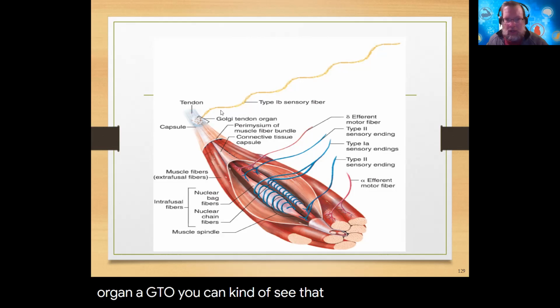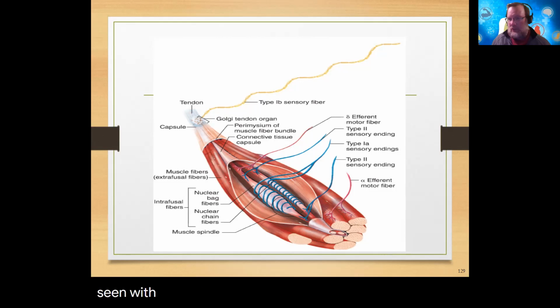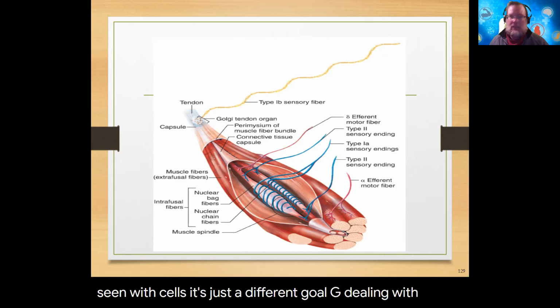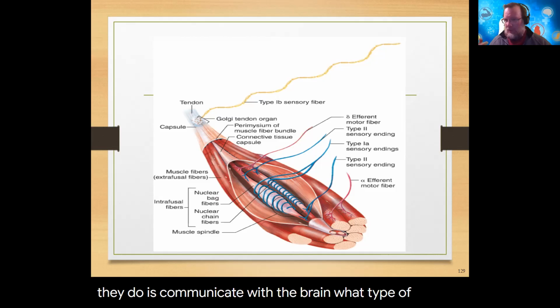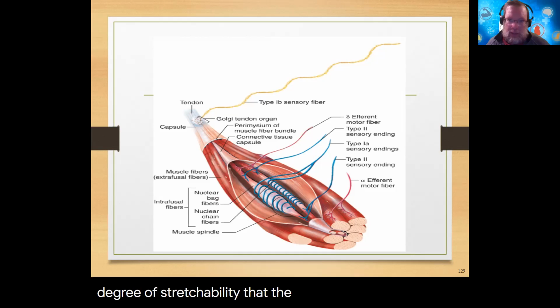You can kind of see that there. The Golgi tendon organ, just like it sounds, is embedded in the tendon, and has nothing to do with the Golgi apparatus like you've seen with cells. It's just Golgi dealing with tendons. This is kind of a wraparound type of group of nerves, or bundle of nerves, embedded in tendons. What they do is communicate with the brain the degree of stretch that the tendon is experiencing. So if a muscle is overly lengthened or overly stretched, the tendon, of course, is going to be overly lengthened or overly stretched. And so the message is going to go to the brain saying, stop, stop, stop.